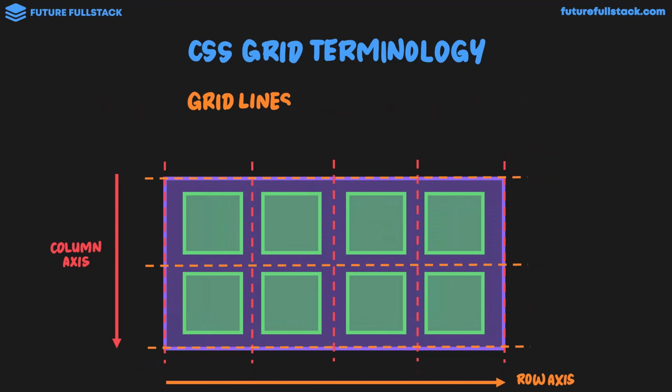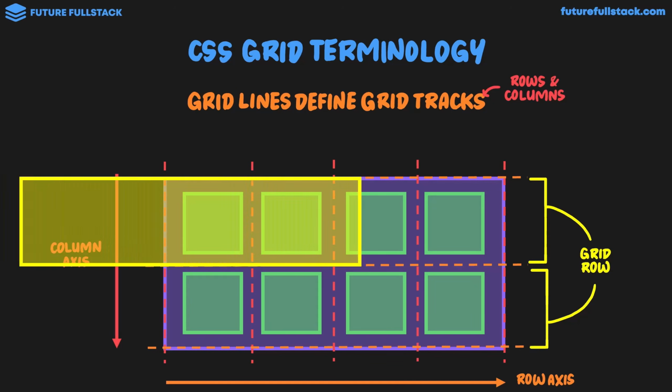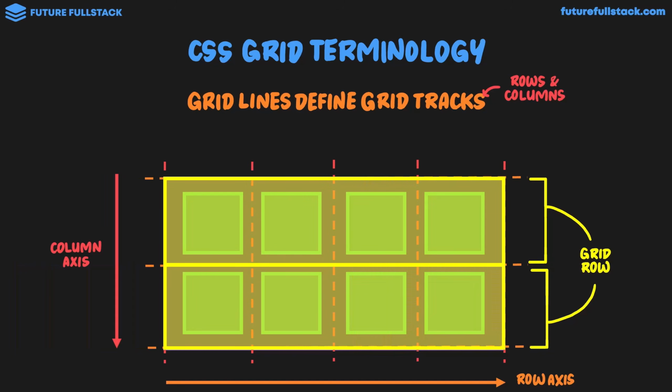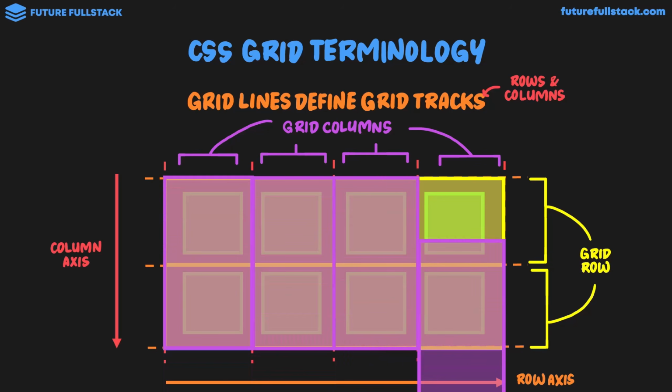Now, grid lines define grid tracks. Grid tracks is just a fancy word for rows and columns. We can see our grid rows over here, where we effectively have 2 rows, a row over here, and a row over here. Looking now at our grid columns, we have 4 of these over here. 1, 2, 3, and 4.